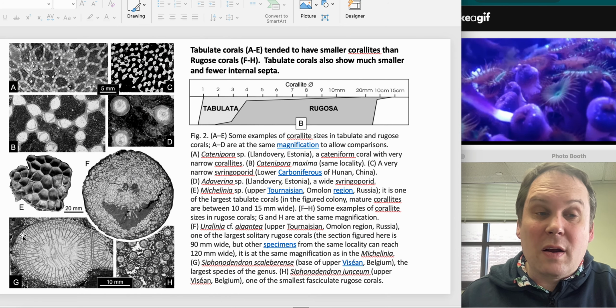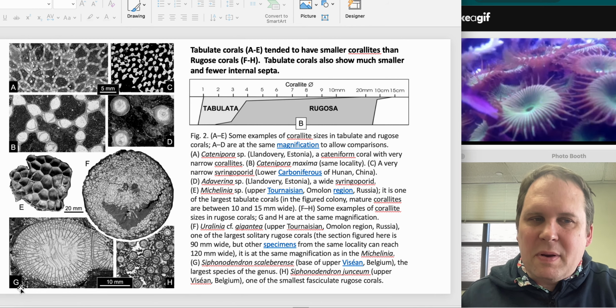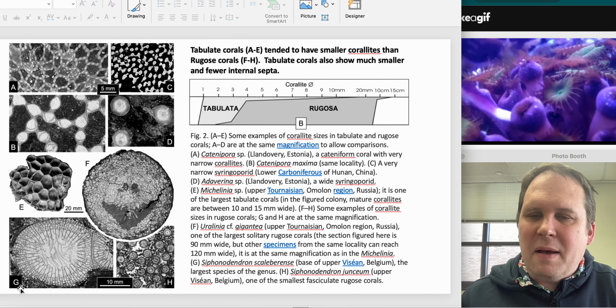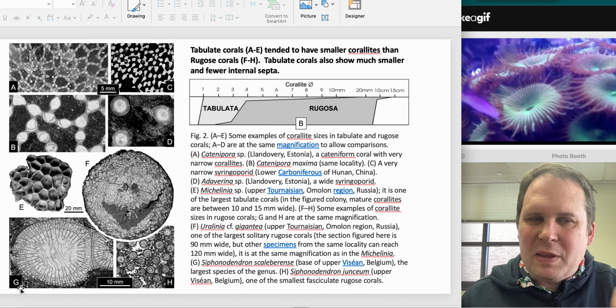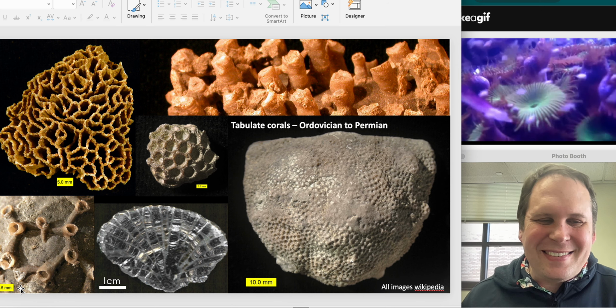Rugose corals are quite often solitary, and they pick up coloniality a little bit later, if I remember correctly. And it's always just one branch that's sort of colonial, and the rest of them are individuals. Yeah, rugged individualists.